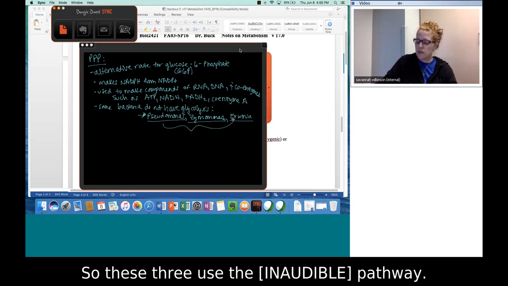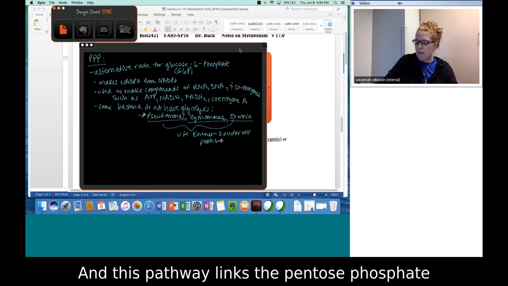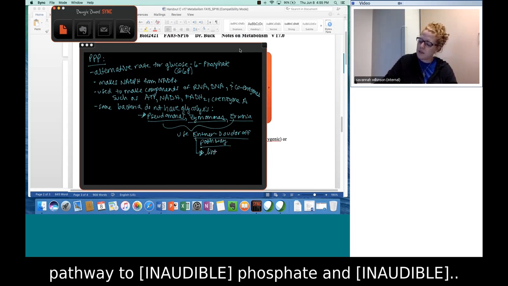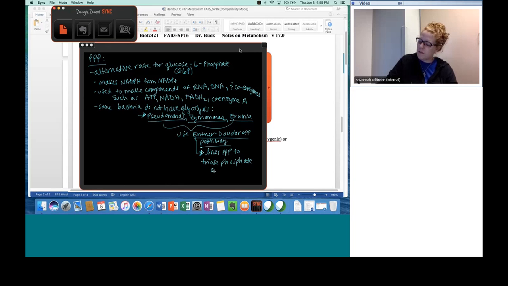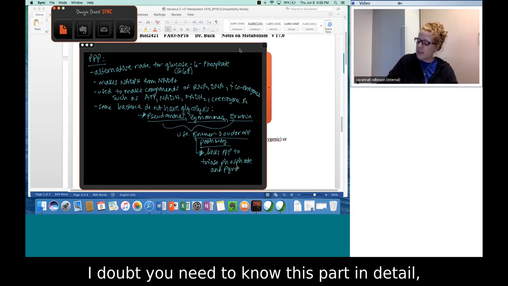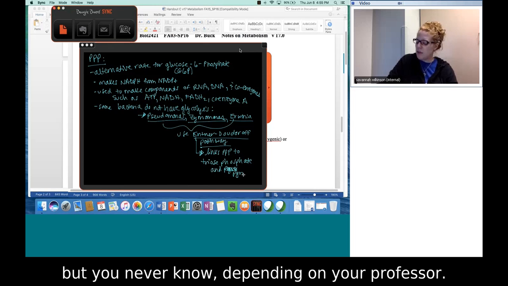So these three use the Entner-Doudoroff pathway. Make sure I spell it right. And this pathway links the pentose phosphate pathway to triose phosphate and pyruvate. I doubt you need to know this part in detail, but you never know, depending on your professor.